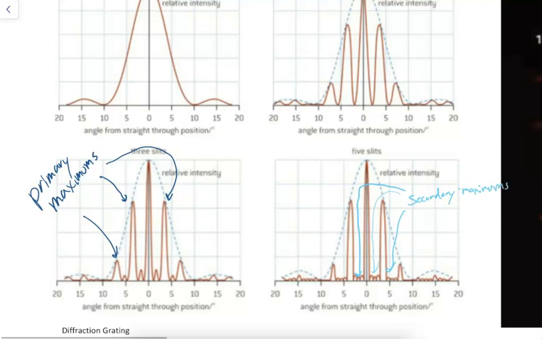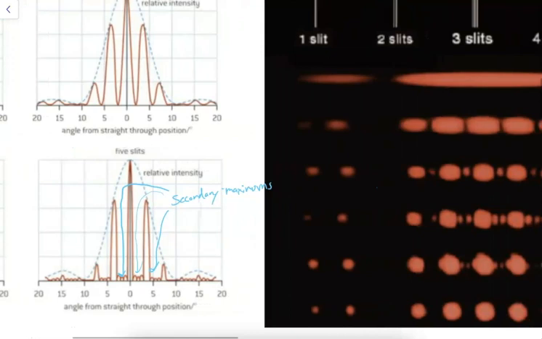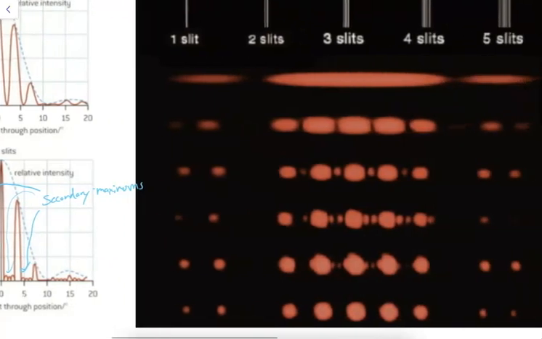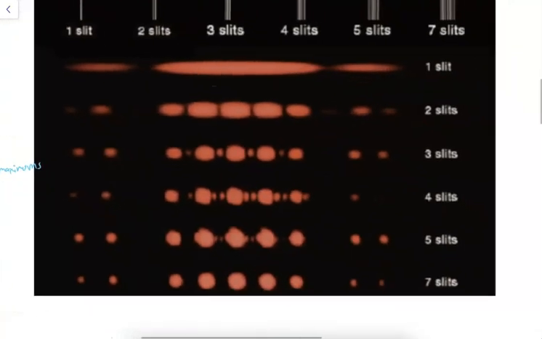And you'll notice, at least in these two situations, that the secondary maximums increase in number as we add more slits, but their intensity decreases. We also notice that the primary maximums do get thinner, which means they get more defined. And as they get more defined, sometimes even more intense because we're adding more slits, more light passing through.